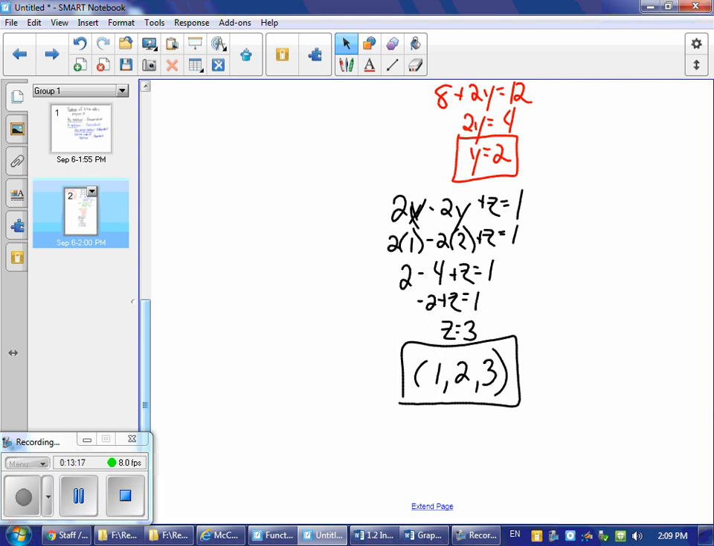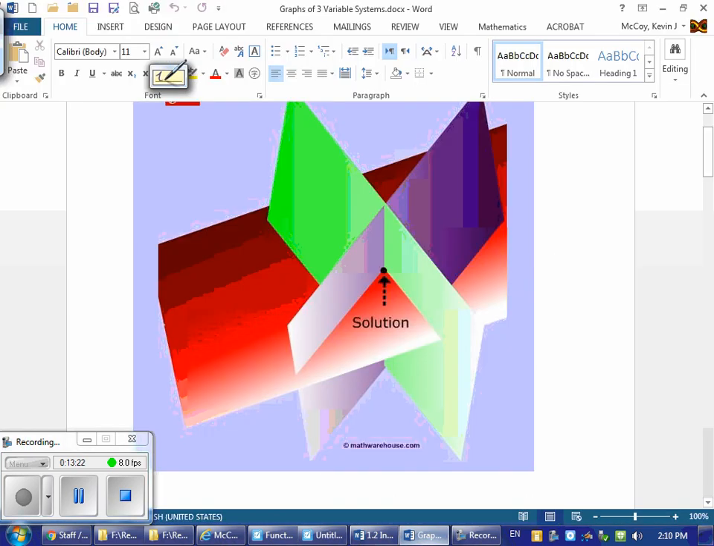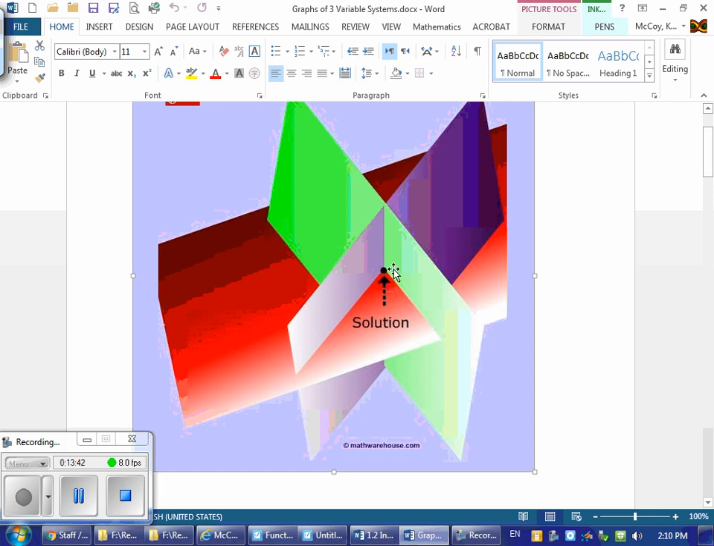This is what it looks like geometrically to have 3 planes intersecting at a single point. As you can see, the green plane kind of looks like it's coming down to the right, the purple plane looks like it's going up to the right, and then the red plane looks like it's kind of flat and goes in between both of them. And what you should see is right there at that one single point is our solution. It would look something similar to that.